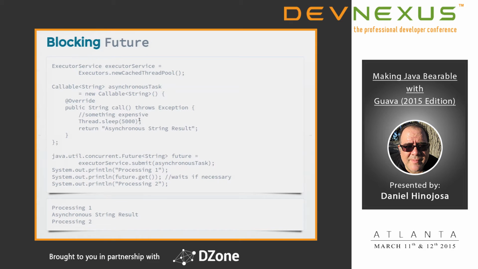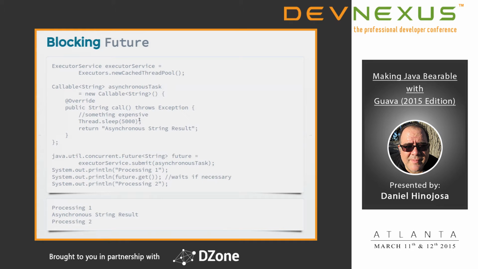I create an executor service as a cached thread pool, so it's expandable. I create a callable. Oh, I got call wrong. I'm getting something in return, not putting something in. I'm going to go to sleep for 5 seconds, and then when that 5 seconds is up, I'm going to return an asynchronous string result.